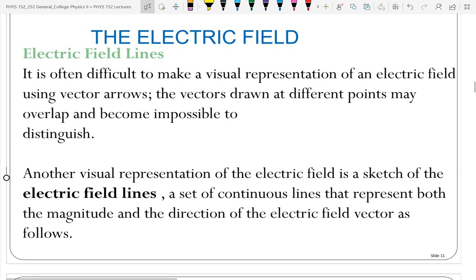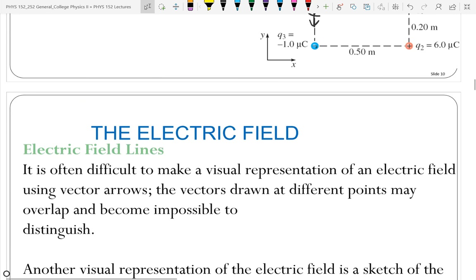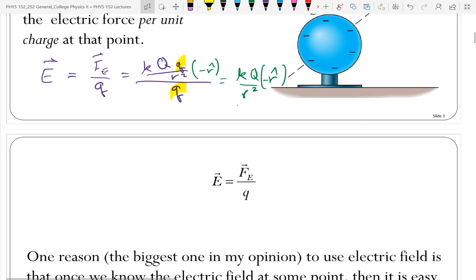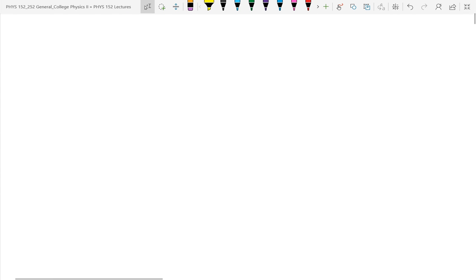But there are some rules about electric fields that you didn't learn first semester. It's often going to be difficult to visualize electric fields because you have all these arrows pointing in different directions. So what we do is we draw electric field lines that illustrate how the electric field varies in a region. That's what my picture at the top of the lecture was. It was electric field lines.